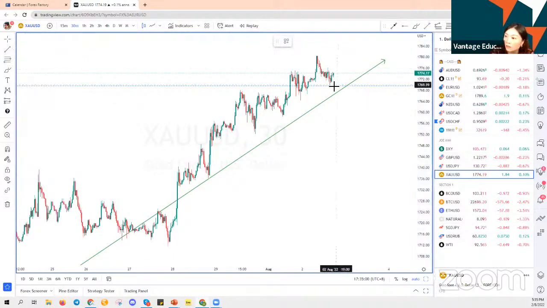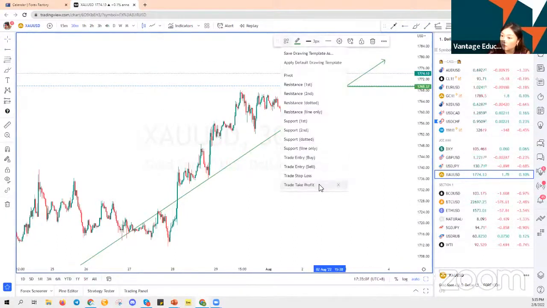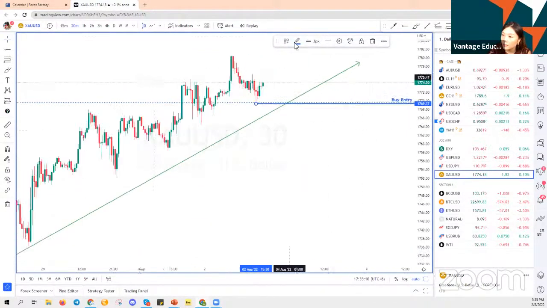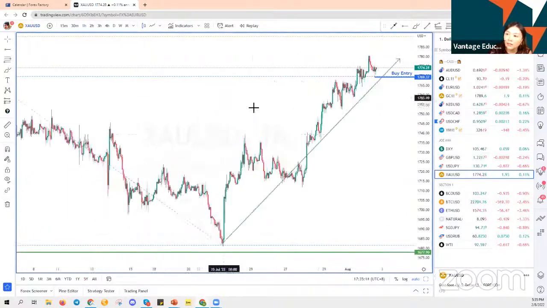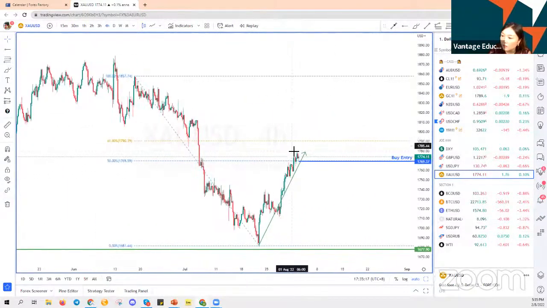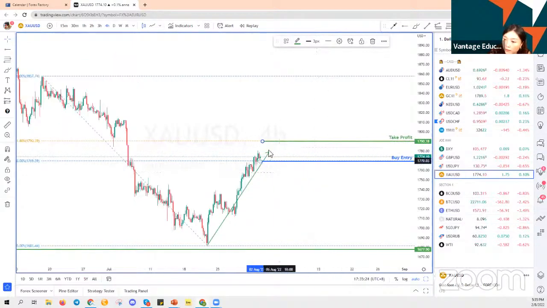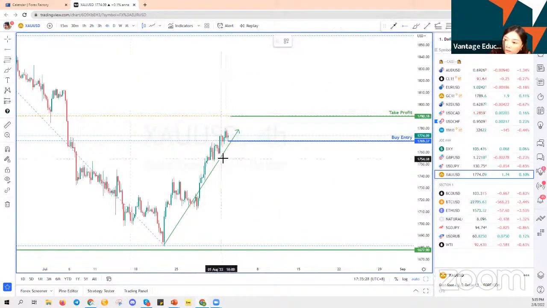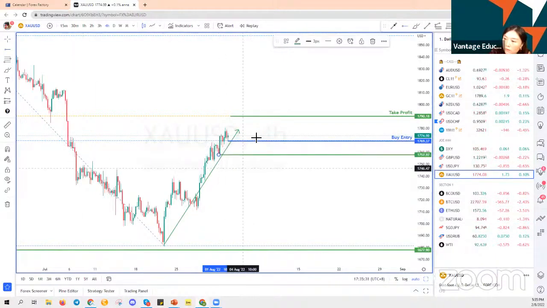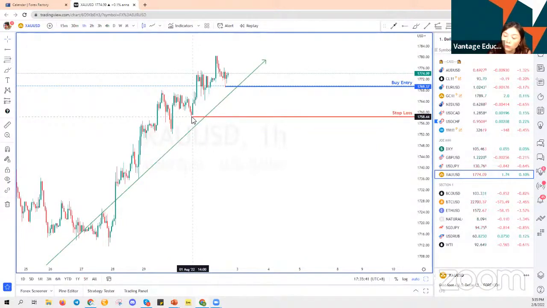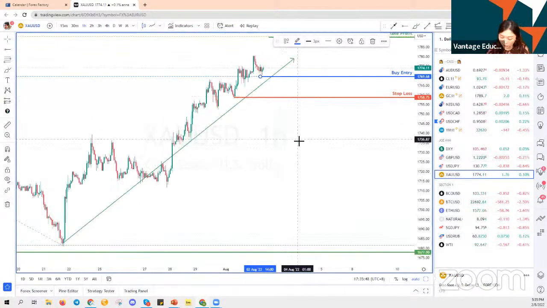For example, I would take an entry here, buy, and then I would take profit somewhere around here, and my stop loss probably would be something like this. So a smaller time frame would actually help you gauge where exactly and at which price level to take specifically. Okay, let's try more examples.